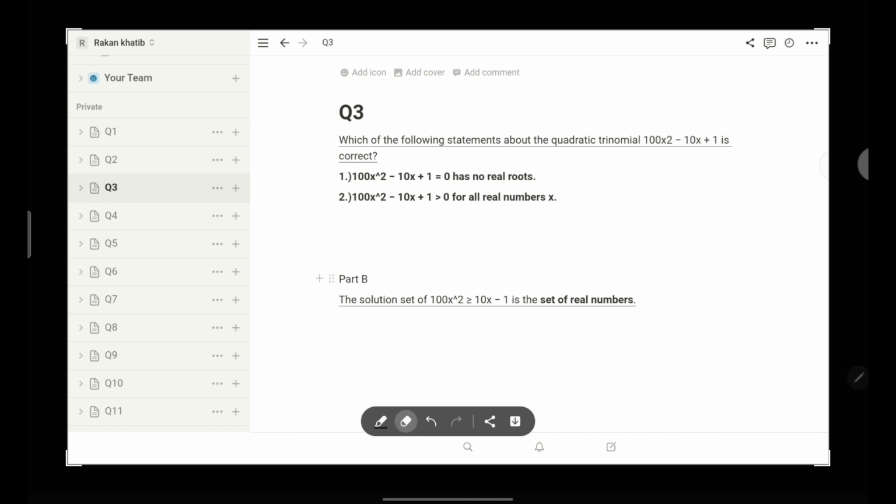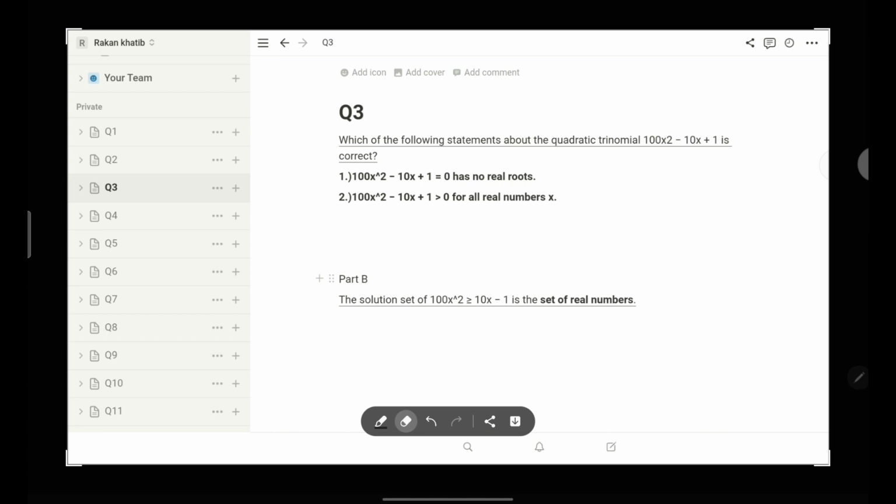Now you just use 0, so that would be 100 times 0 squared minus 10 times 0 plus 1, that's gonna be equal to 1. So 1 is greater than 0, so that's also correct.